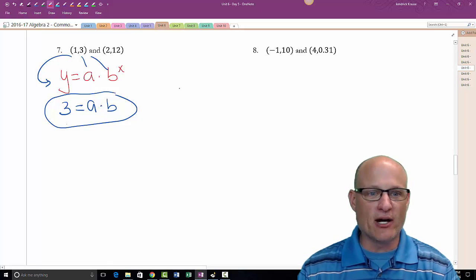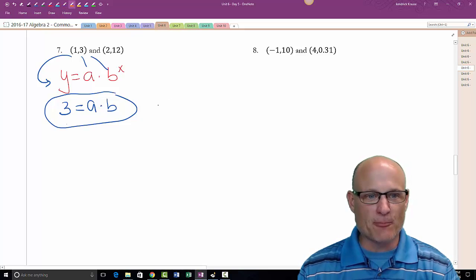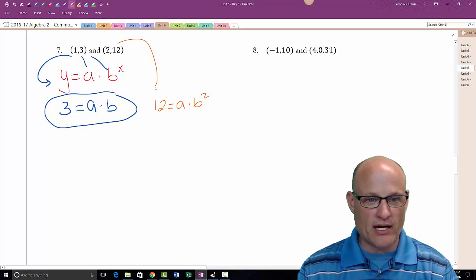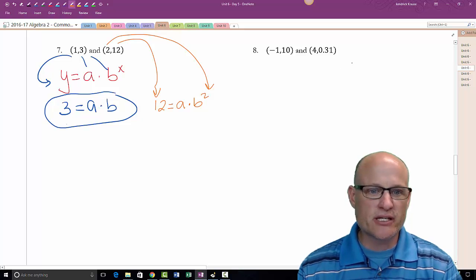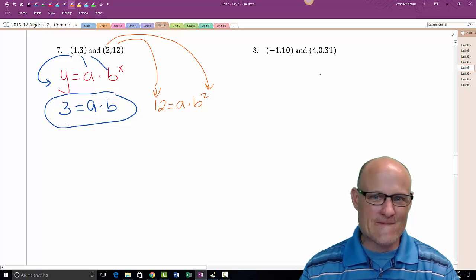You pick blue, red now. Oh, not red. Let's go purple. No, purple's too close. Orange. So now I'm going to plug in the other point. So 12 equals a times b squared. In for y goes 12, in for x goes 2. Okay, well, that's weird. What am I going to do now?